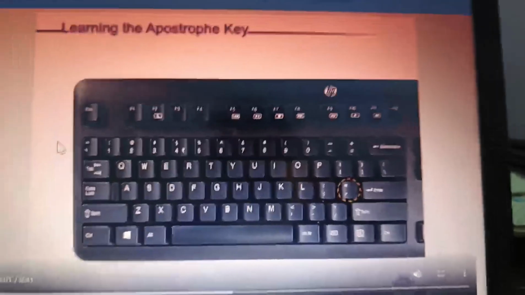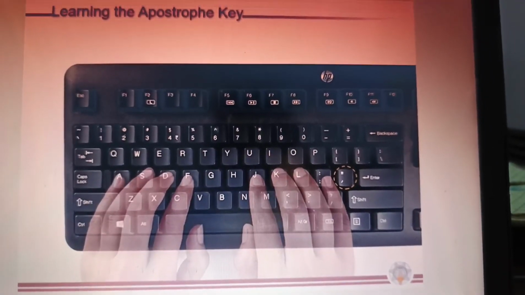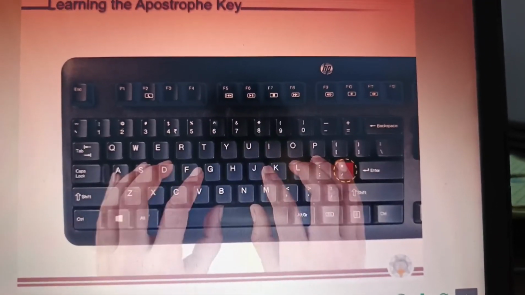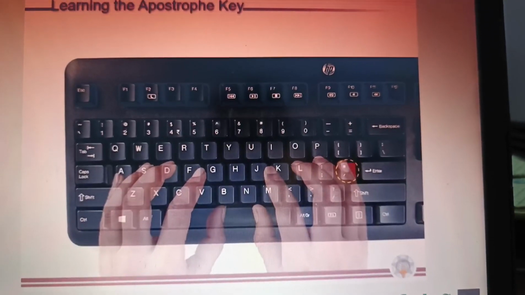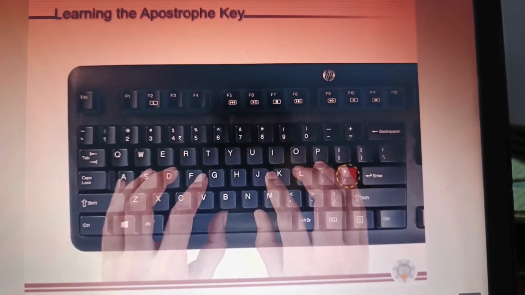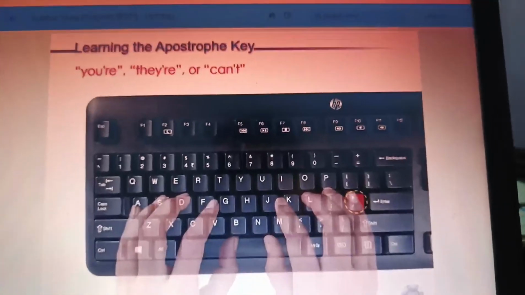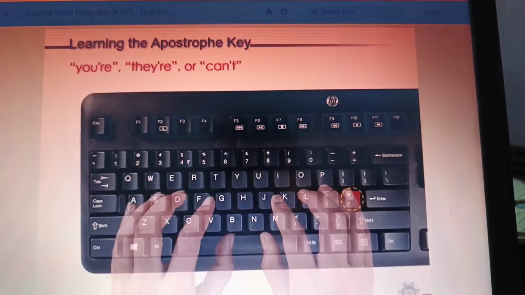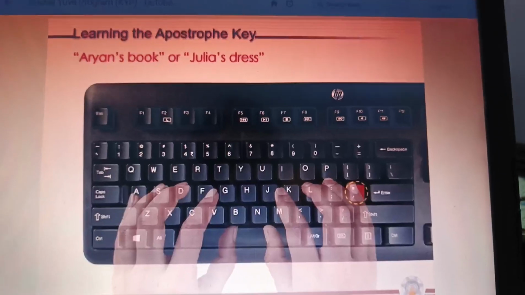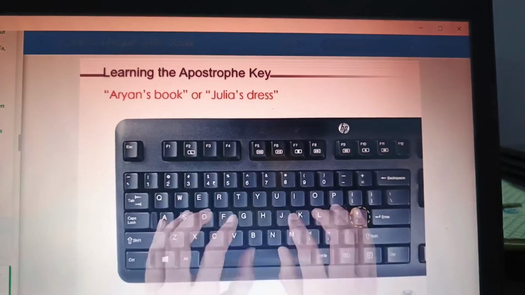There's one last character on the home row that we still haven't talked about, the apostrophe key. This is located just to the right of the semicolon key on the right side of the home row. This is quite an important key when it comes to typing because it's used a lot. It almost always comes in the middle of a word like you're, they're, or can't, as well as in many other words denoting possession. For example, Aryan's book and Julia's dress. The apostrophe is typed with the right hand's little finger.